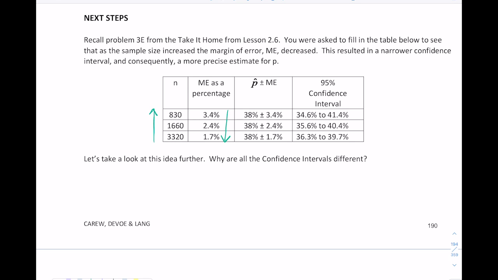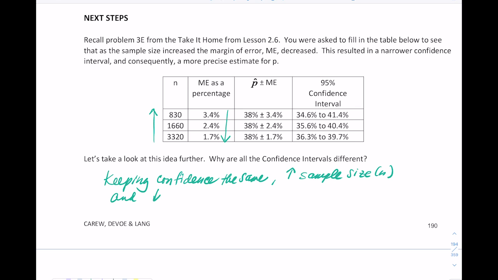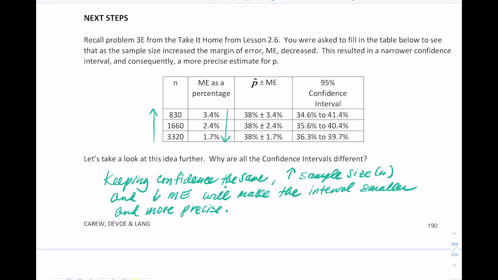So if I was to sum this up, the big picture here, keeping confidence the same, if you increase your sample size, which is n, and decrease the margin of error, it will make the interval smaller and more precise. Which is the key, because that will allow us to get closer to the population parameter.